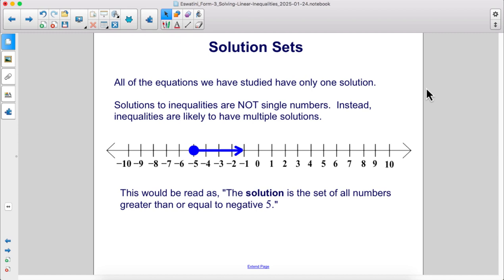All of the equations we have studied have only one solution. Solutions to inequalities are not single numbers. Instead, inequalities are likely to have multiple solutions. This would be read as, the solution is the set of all numbers greater than or equal to -5.